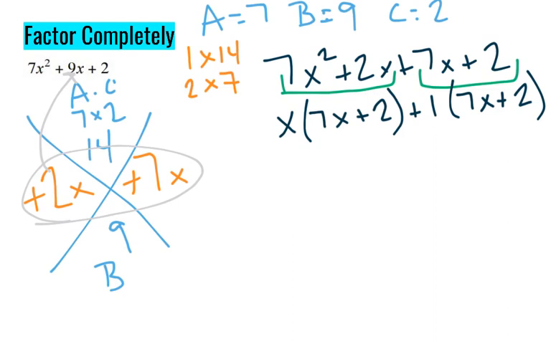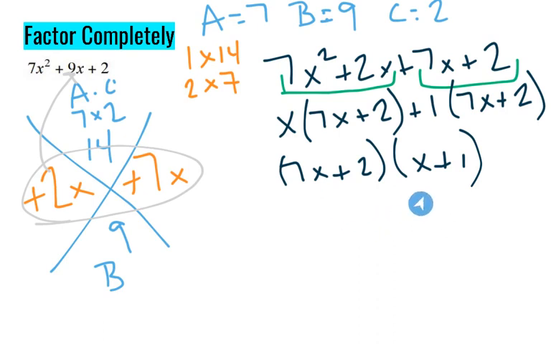So now I'm going to look at my problem, and I want to hopefully find a common factor. And I do, my 7x plus 2 and my 7x plus 2. So now that I have that common factor, I can factor it out of the entire quadratic. So I have 7x plus 2, and then what am I left with? My x plus 1. So now, by definition of factors, they are numbers that are being multiplied to get the original equation. And that's exactly where we are.